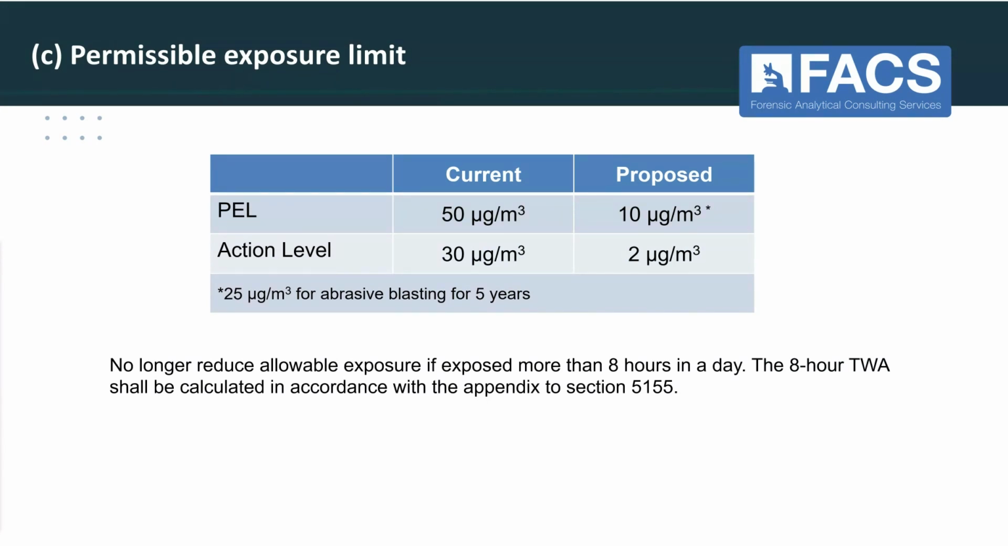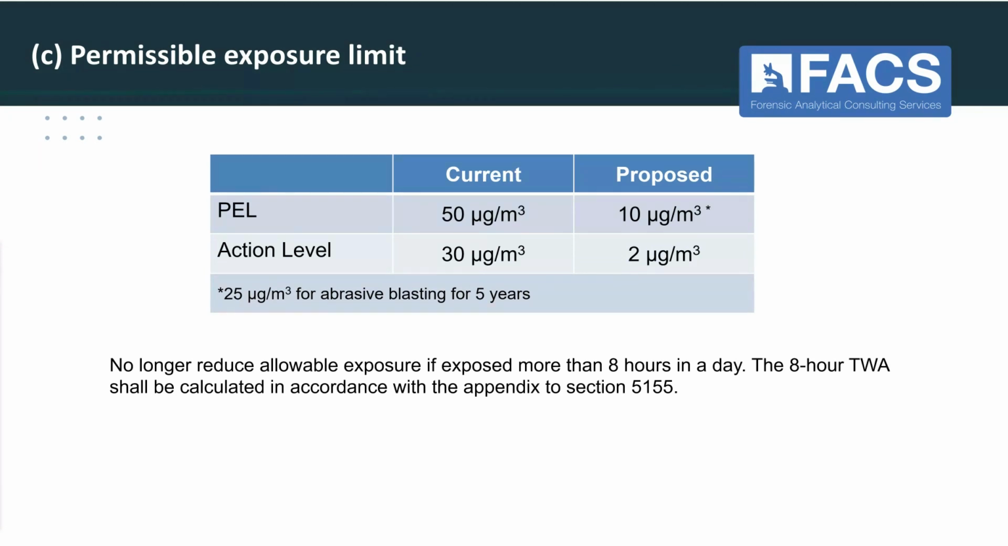For those that don't spend a lot of time in OSHA regs, this is the section that has the whole list of permissible exposure limits for all of the things that OSHA regulates. And what they did in the new standard is they say you must calculate your 8-hour time-weighted average in accordance with the appendix in that section. So what does that mean? If you go to the appendix, this is what it says.